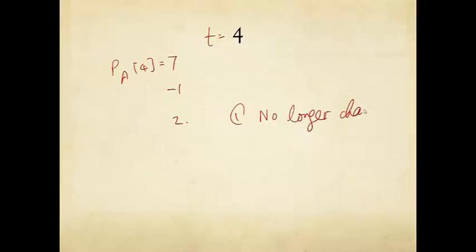Keep going. T equals 4. PA now you can compute to be 7, PB is minus 1, PC is 2, PD is still the same. And how about we keep going? T equals 5, 6, and so on. Turns out we don't need to do that. There are two ways to look at it. One is that it no longer changes. You can try it, but you will see that it no longer changes. You have converged: the Bellman-Ford algorithm has reached the right answer.